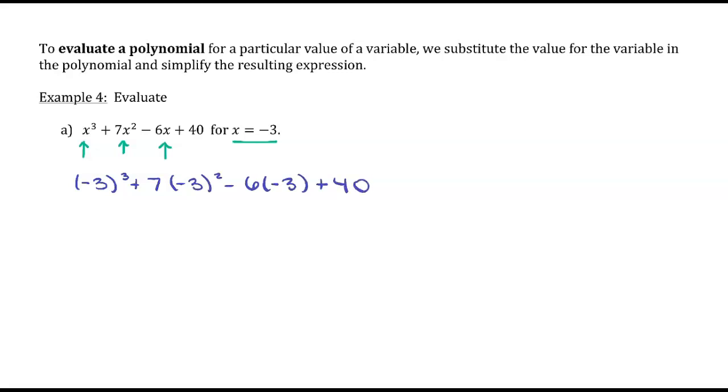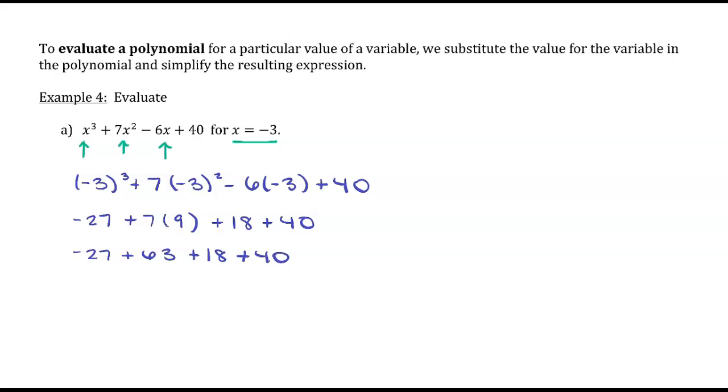Simplifying, we first have -3 cubed. That's -3 times -3 times -3, or -27. Next, we have 7 times -3 squared, or 7 times 9. Next, we have a -6 times -3, or +18. And finally, a plus 40. 7 times 9 is 63, so we can again rewrite this as -27 plus 63 plus 18 plus 40.